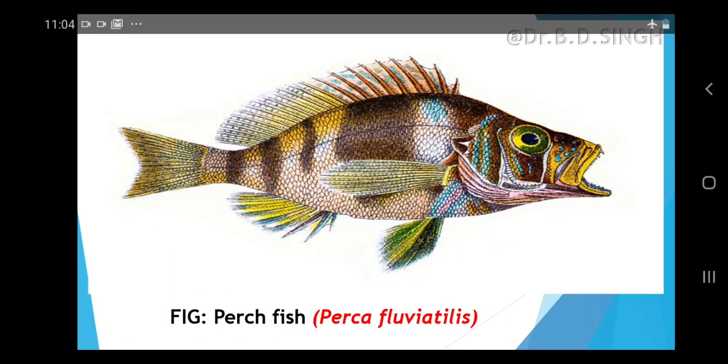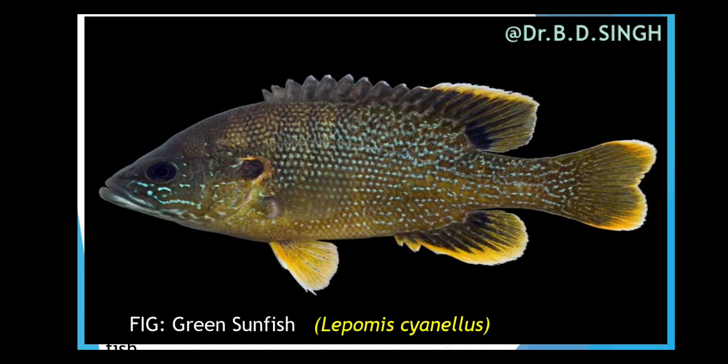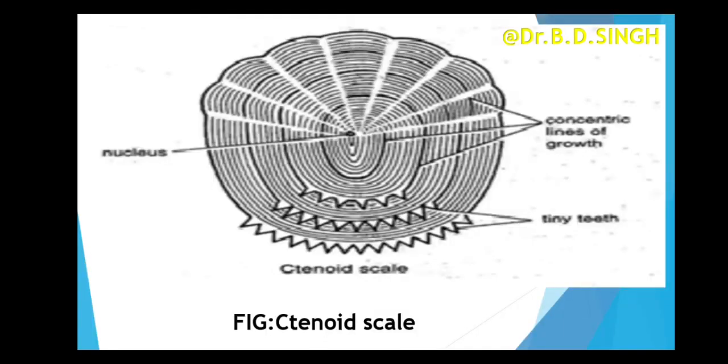So you can see the example of the perch fish. Next, you can see the example of the green sunfish. And this is the structure of ctenoid scales.